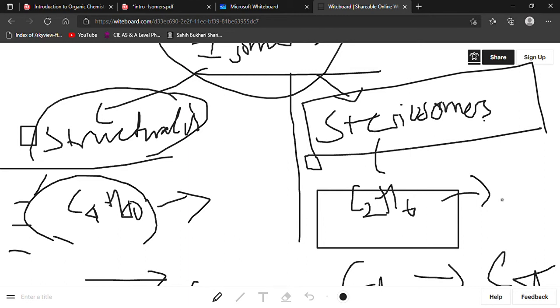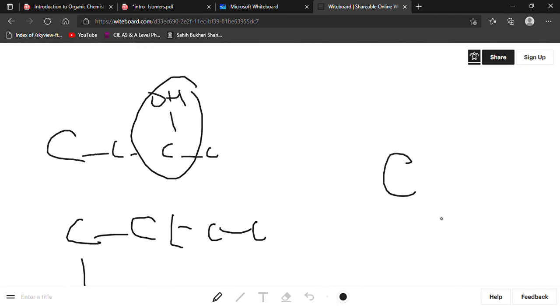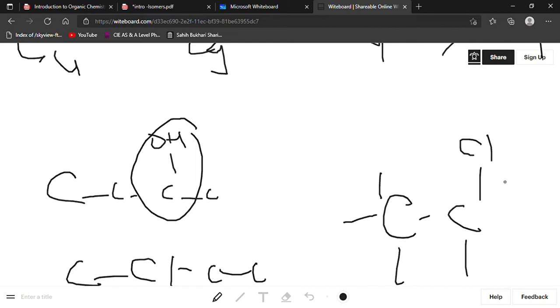So why was that? When the scientists further investigated, they found that there were some different arrangements in space. The atoms were differently arranged in space. Maybe not the structure. For instance, let's say we had a single bond, and let's say this was a chloroethane.